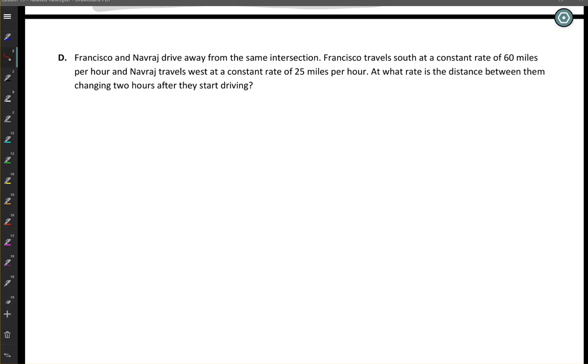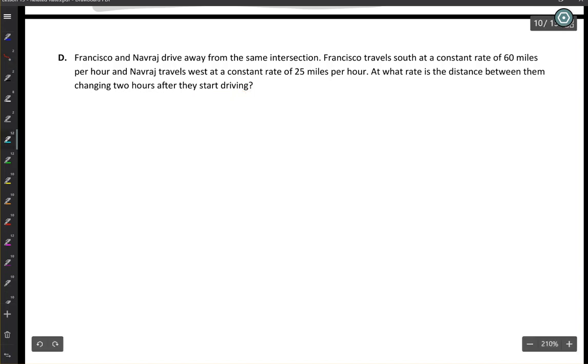All right, let's do our last example. Francisco and Navraj drive away from an intersection. Francisco travels south at a constant rate of 60 miles per hour, and Navraj travels west at a constant rate of 25 miles per hour. At what rate is the distance between the two changing 2 hours after they start driving?